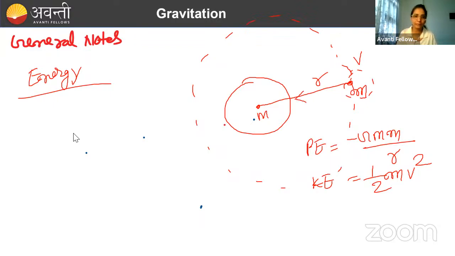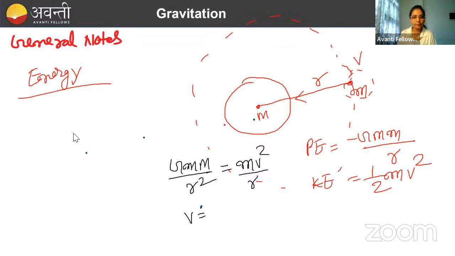Force because of gravity of Earth. Then gravitational force will act as a centripetal force here. How much value of gravitational force will look like? It will look like GMm by r square, and this will be equal to the mass of the body orbiting, that is mv square by r.